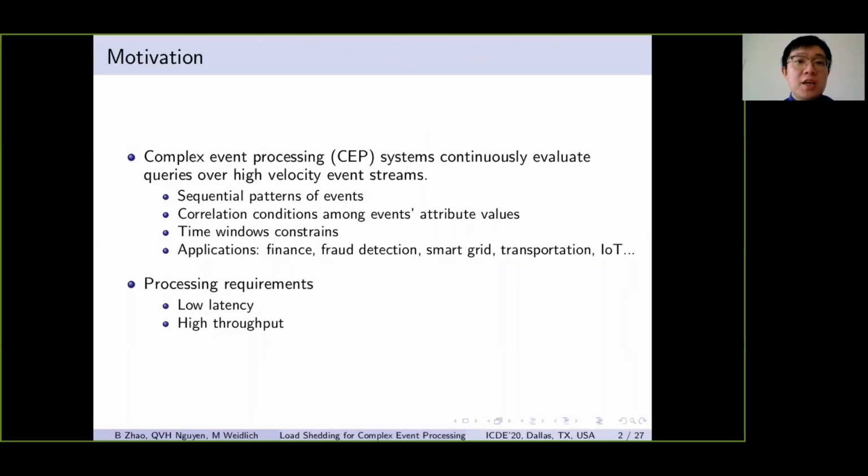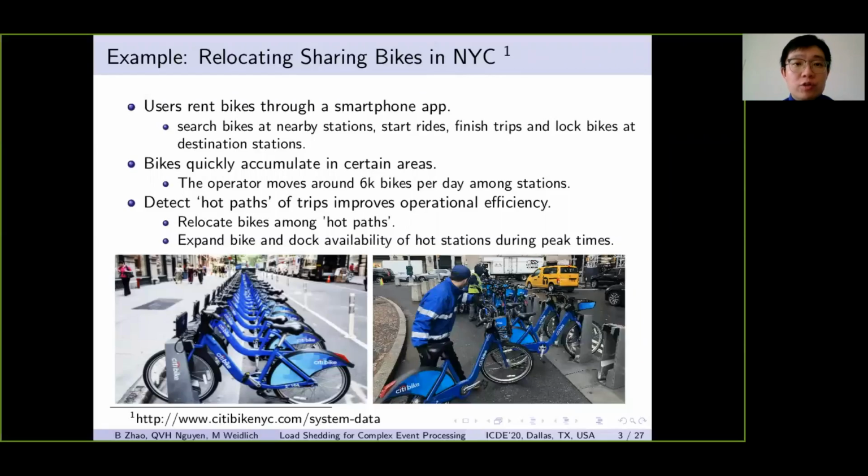We explain a CEP query by an example of bike sharing in New York City, where users rent bicycles through a smartphone application. They search bicycles at nearby stations, start rides, finish trips, and log bicycles at destinations. Bikes may quickly accumulate in certain areas. Therefore, the operator moves around 6,000 bicycles per day among stations.